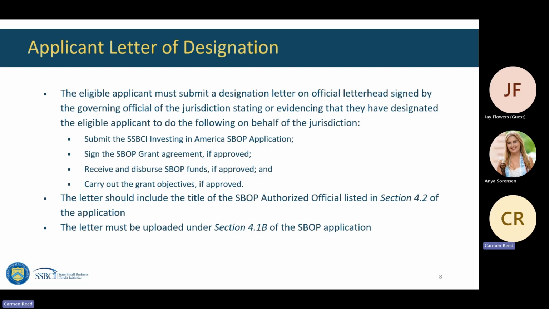This letter must state or evidence that they have designated the eligible applicant to submit the SBOP application, sign the SBOP grant agreement if approved, receive and disperse SBOP funds if approved, and carry out the grant objectives if approved. The letter should include the title of the SBOP authorized official that is listed in section 4.2 of the application. This letter must be uploaded under section 4.1b of the SBOP application.